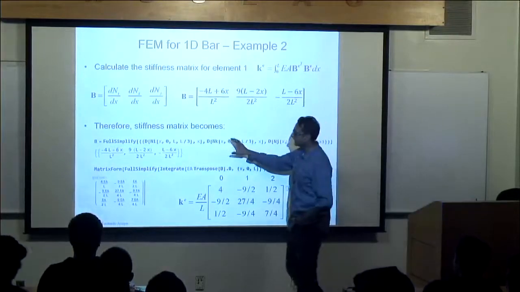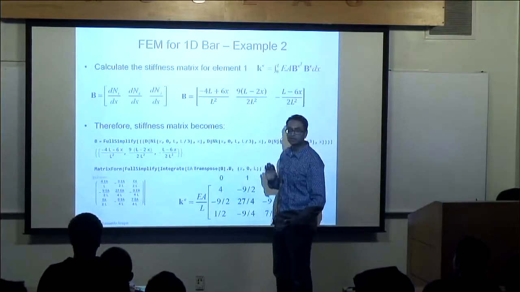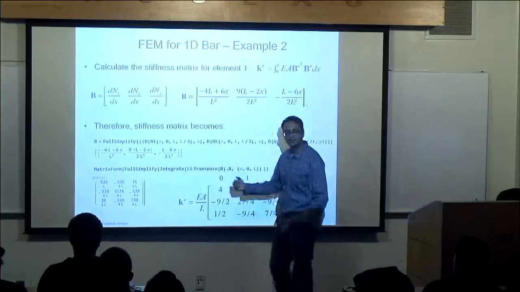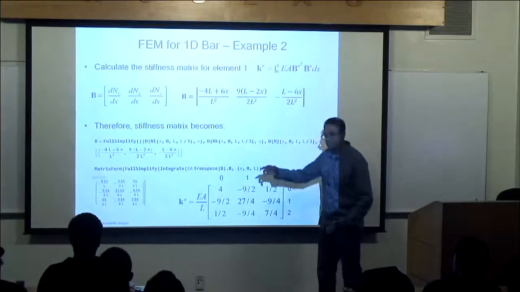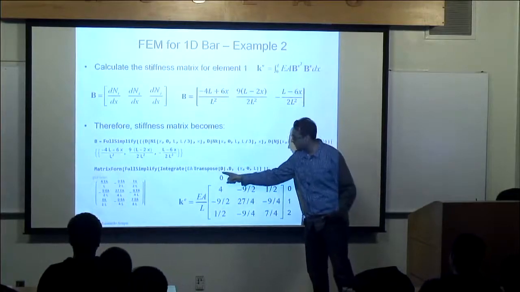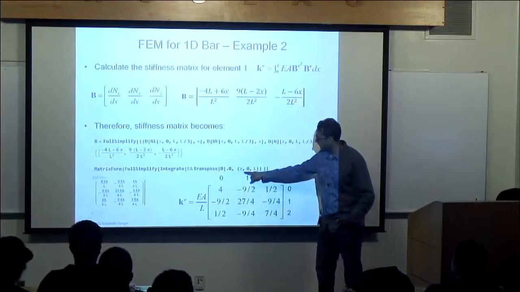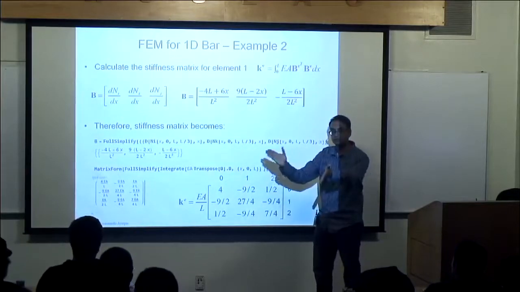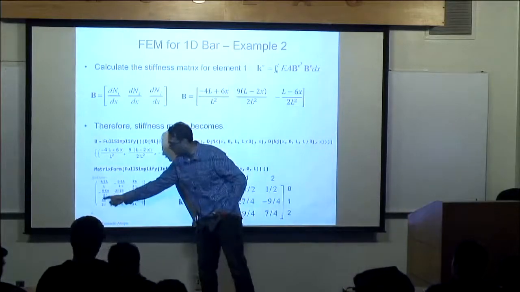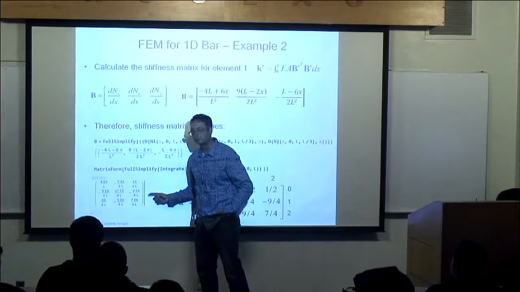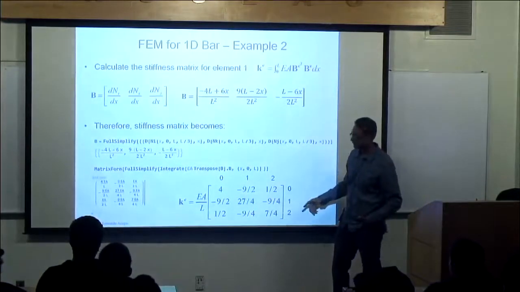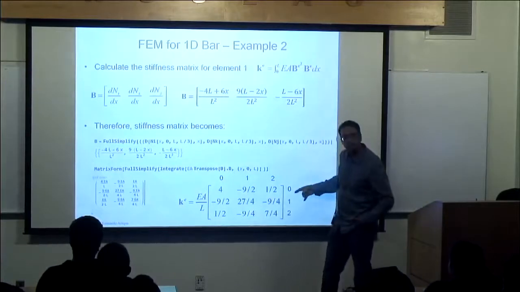And then I let Mathematica do the magic. Integrate EA, remember, B transpose times B, from 0 to L because the element goes from 0 to L. Let Mathematica do the magic, gives me a stiffness matrix, 3 by 3, just like I expected. And I wrote it here again for your viewing experience. And then here is 0, 1, 2, 0, 1, 2.